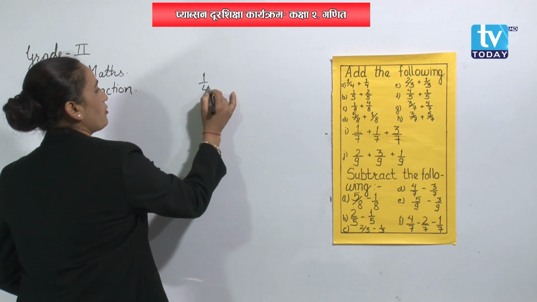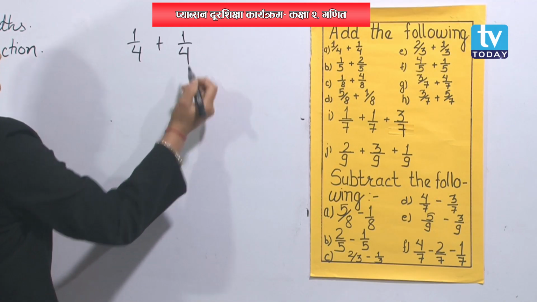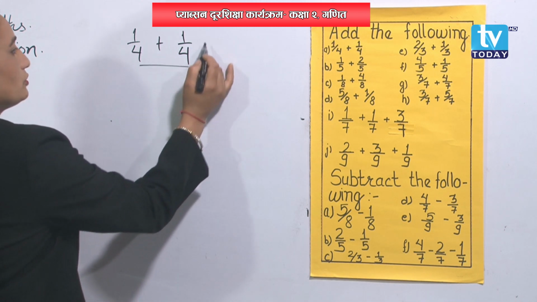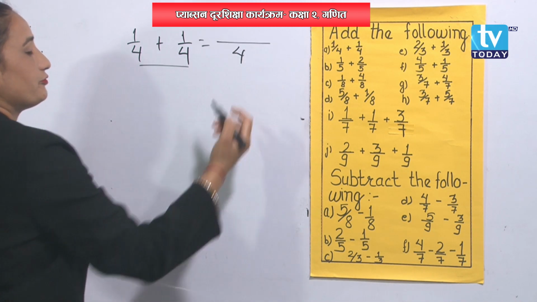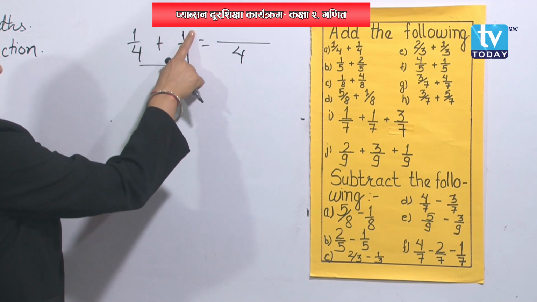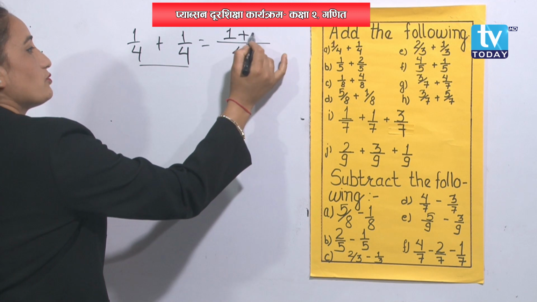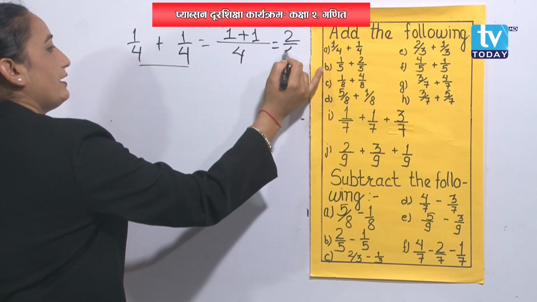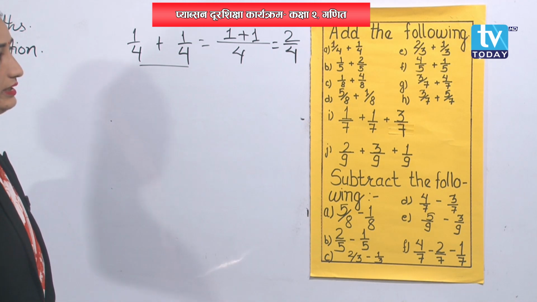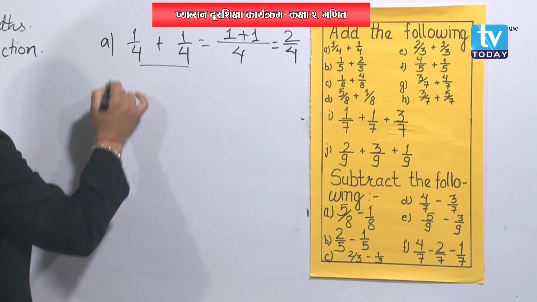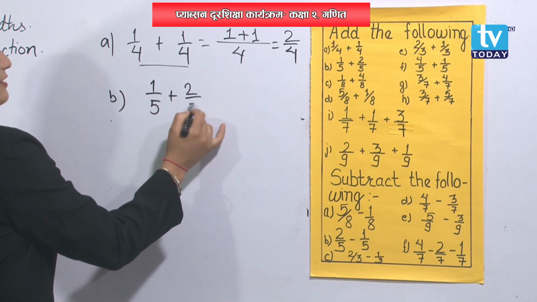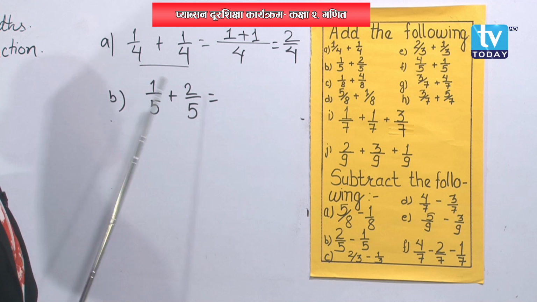See here, the first one is 1 by 4 added to 1 by 4. What will be the answer? Among these two, take the 4 as a single one. When you add 1 and 1, it will be 1 plus 1 equals 2 by 4. Can we write it this way? Okay, now in B, what is the question? 1 by 5 added with 2 by 5.